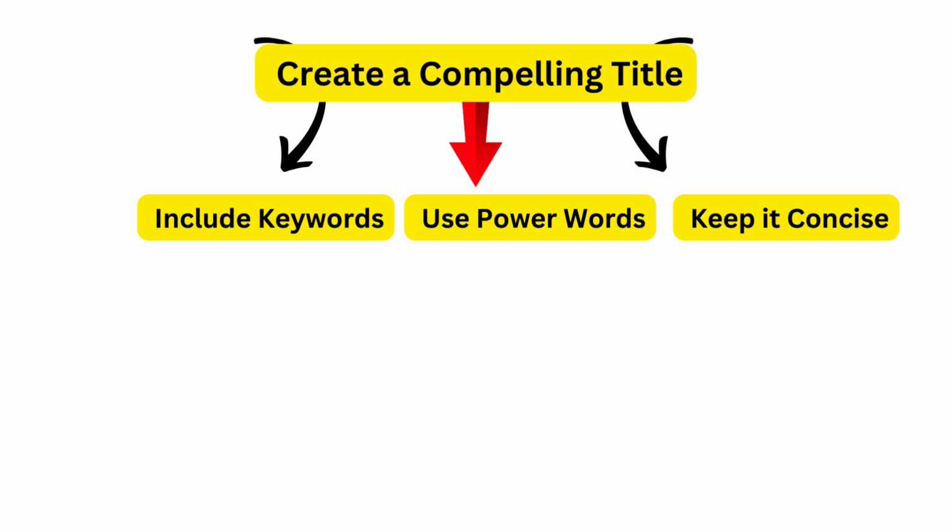3. Create a compelling title. Include keywords. Incorporate the primary keyword in your title, preferably at the beginning. Use power words. Words like best, ultimate, guide, or the top can make your title more appealing. Keep it concise. Aim for a title that's under 60 characters to ensure it's fully displayed in search results.